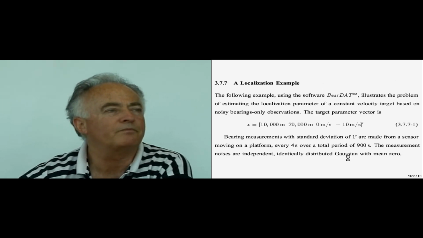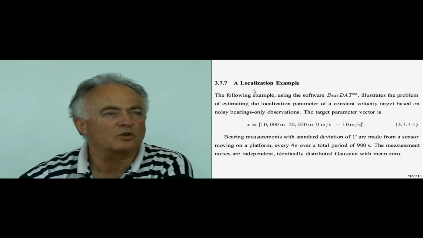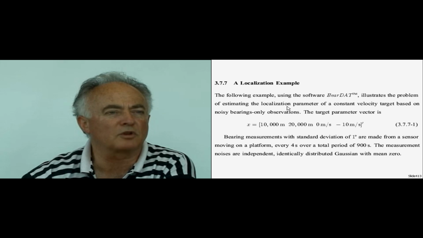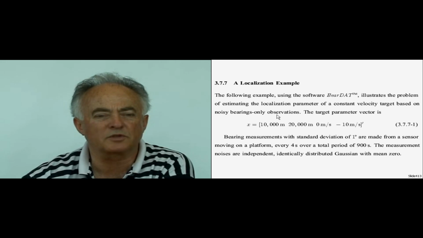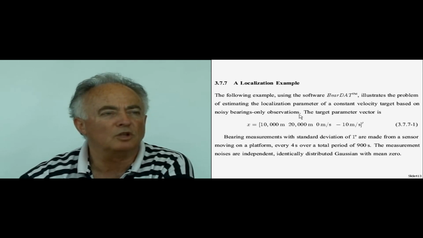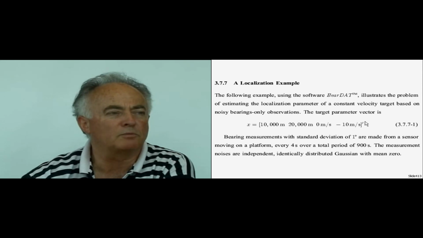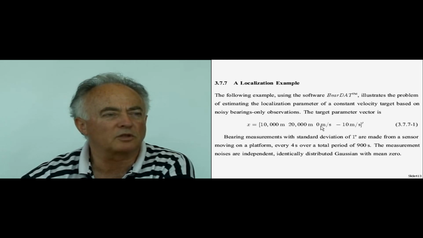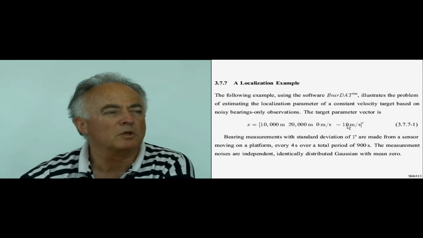Here's the example. This is a localization example to illustrate the problem of estimating a four-dimensional parameter that tells us everything about the motion of a constant velocity target in a plane based on bearings only, or angle only, line of sight angle only observations. The true parameter vector is: the object is away 10 kilometers, 20 kilometers, x velocity is 0, y velocity is minus 10 meters per second.